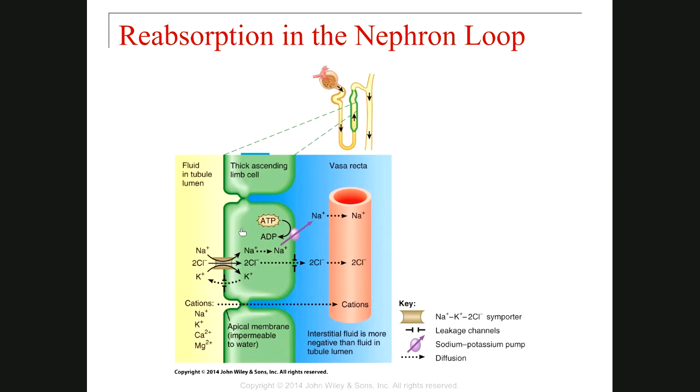The sodium ion can move to the interstitial fluid by the function of sodium potassium ATPase. So it utilizes one ATP and it becomes reabsorbed. The chloride ion can diffuse from inside the cell to the interstitial fluid and after that to the blood vessel, and the potassium ion by leaky channels returns back to the tubular filtrate, and again in the next process, it can come inside the cell. So this is what happens in the nephron loop.